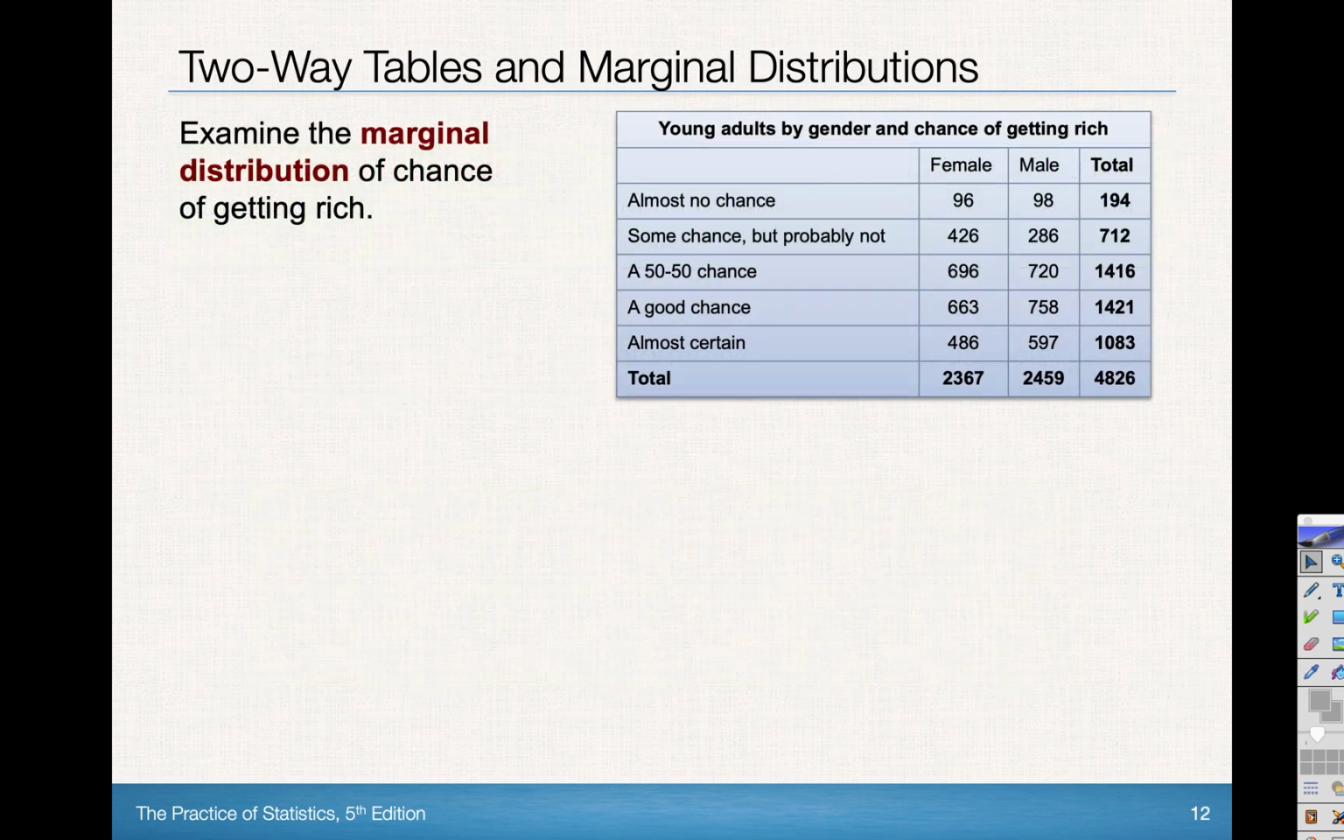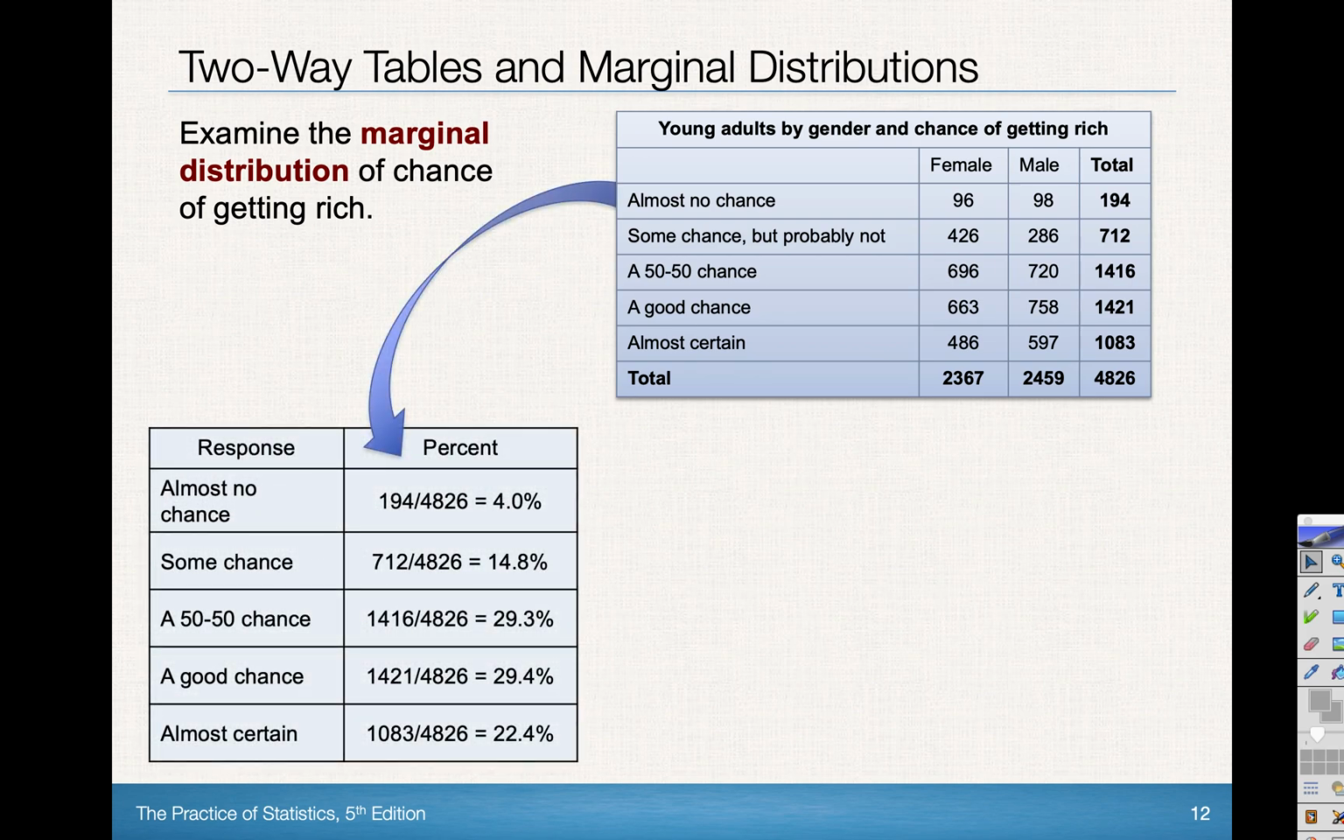Let's do an example. It says examine the marginal distribution of chance of getting rich. So the variable we're looking at is chance of getting rich. So what percent of people said that they have almost no chance of getting rich? Well, there are 194 combined female and male students who said they have almost no chance of getting rich. Divided by 4826 gives me 4% of the people saying that there was almost no chance of getting rich.